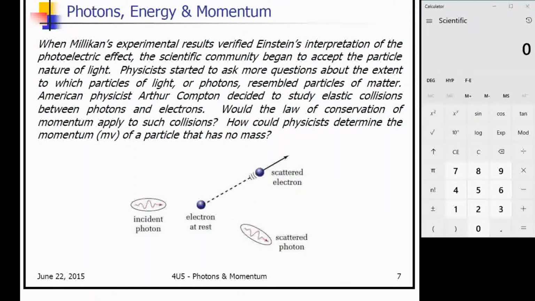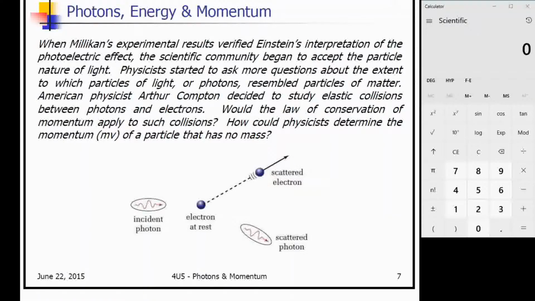Now, moving on from this, there's another effect that photons cause that could be studied as well. So, when Millikan's experimental results verified Einstein's interpretation of the photoelectric effect, the scientific community began to accept the particle nature of light. Physicists started to ask more questions about the extent to which particles of light, or photons, resembled particles of matter. And an American, Arthur Compton, ended up studying elastic collisions between photons and electrons.